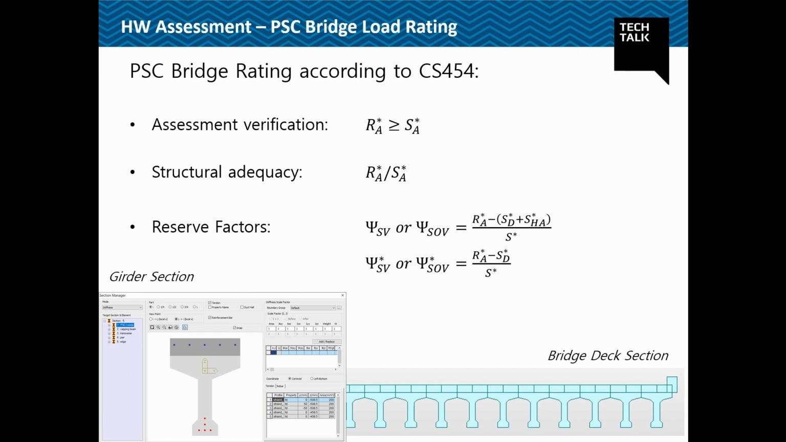And if we're dealing with a scenario where we need to consider special vehicles in PD86, then we are usually also providing reserve factors. These are in a similar way capacity over applied effects, but unlike the structural adequacy, where it's full capacity over full applied load, these reserve factors refer specifically to the safety factor on the special vehicle itself. And these factors have two different options.